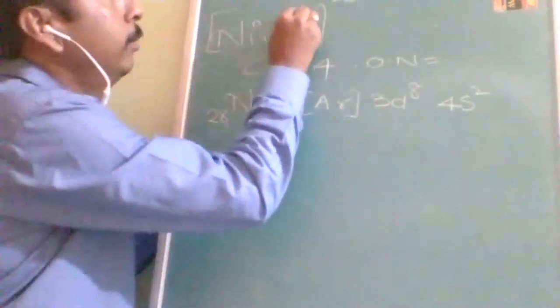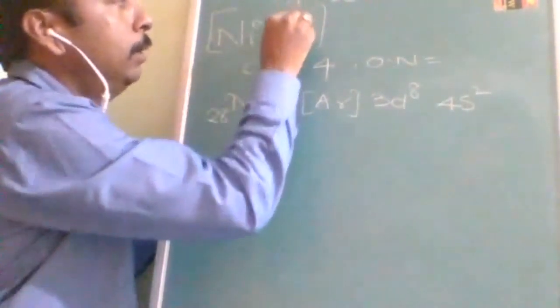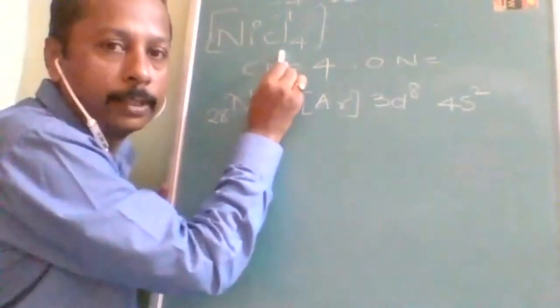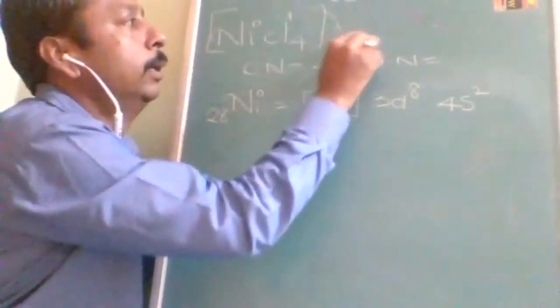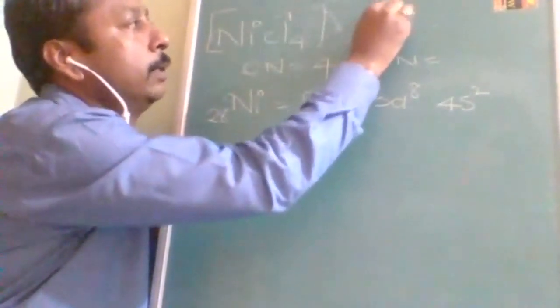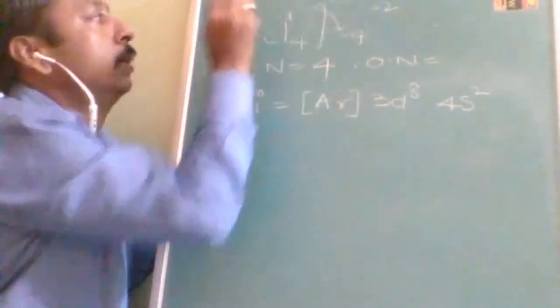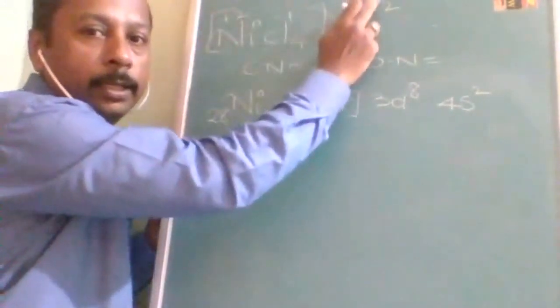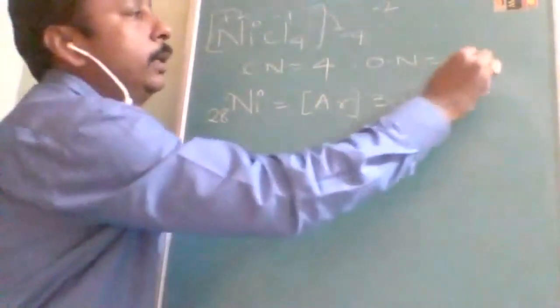So here, chlorine has an oxidation number of -1 each. Likewise, 4 chlorines will give -4 oxidation number. But the net charge is given as -2. That means we should write the metal as +2, because +2 and -4 will result in a -2 charge. Is it understood? So the oxidation number is what?